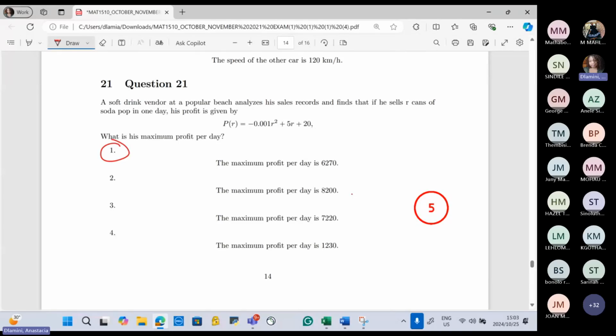Okay, how do we do this question? How do we do this one? You derive. Use the vertex then. Use that formula of x is equal to negative b over 2a. Oh, vertex. What if I forgot vertex?